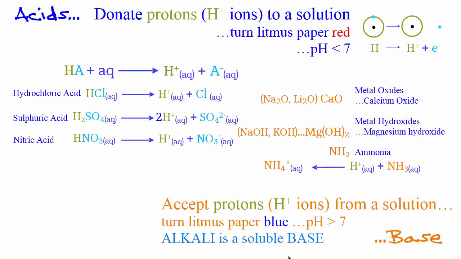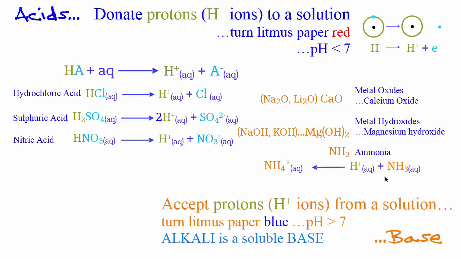Now a base, or a soluble base which is called an alkali, are things that turn litmus paper blue. They have a pH greater than 7, and of course instead of being donators of protons like acids, these bases, or alkali, accept protons, these H plus ions, from a solution. So for instance, here, NH3 is taking the H plus and becoming NH4 plus. I've shown it in reverse simply to show you, I guess, the opposite of an acid. It's taking H pluses and becoming NH4 plus, the ammonium ion.